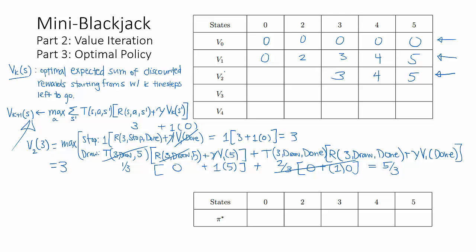Now let's look at calculating v sub 2 for state 2. Again, it might not be too intuitive whether we should stop or draw, so let's again consider the Bellman update. Let's start off by writing v sub 2 of 2. Again, it's going to be a max over the possible actions, which is stop and draw. The stop one's pretty similar to this case up here, and we're just going to get a reward of 2 when we stop. For the draw action, we have to consider the successor states from starting at 2 and drawing.